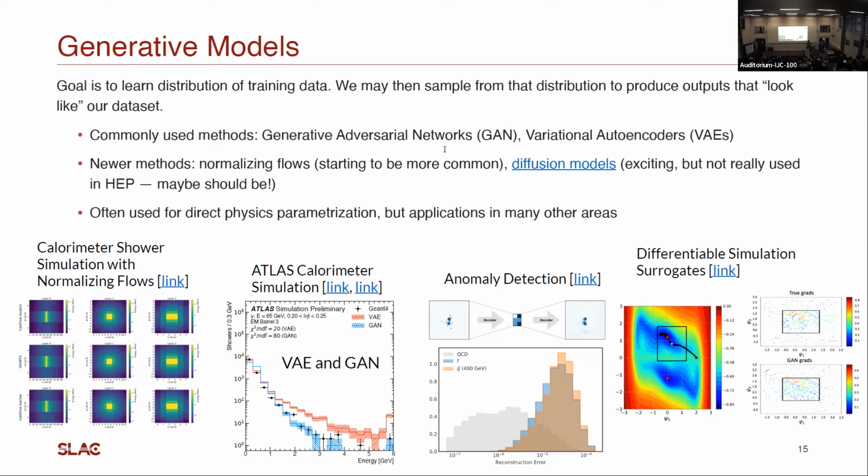But some examples here, so they're often used for things like direct parameterization. So I have the calorimeter shower simulations, with normalizing flows, and then also VAE and GAN examples. But these are also very versatile. There's a whole class of anomaly detection algorithms, for instance, that use generative models. Or there's this differentiable simulation surrogates, where you use these generative models to get gradient estimates for a non-differentiable simulation. So again, very useful, very broad fields. And so just to mention that.